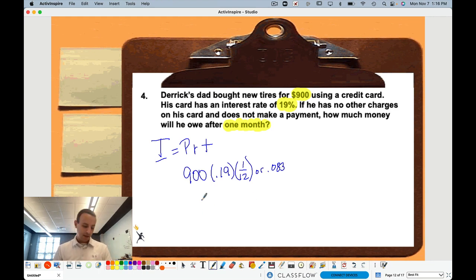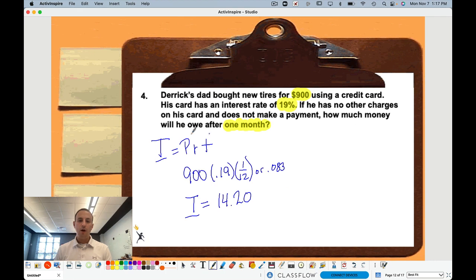So if I type that into my calculator, 900 times 0.19 times 0.083, his simple interest is going to be $14.20. Now it says 19.3 on your calculator, but again, we talked about this the other day, as we round up for businesses or jobs to make money.